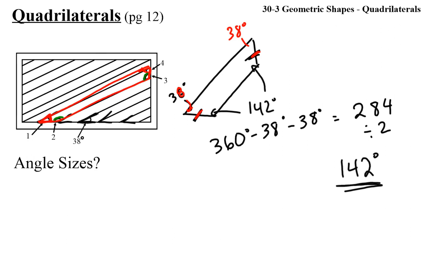A little bit of a different question, but as soon as I say the word isosceles trapezoid, angles are the same in an isosceles trapezoid. Then we can use the 360 rule.